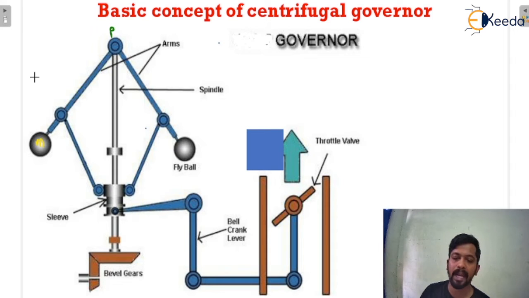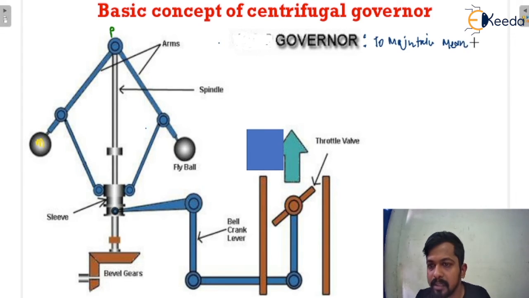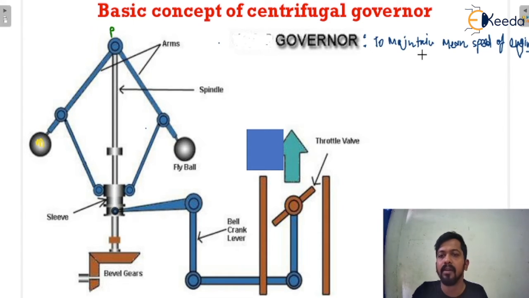Basically, it is used to maintain the mean speed of the engine. What is the aim here? I'm just writing because this is important. Just to maintain the mean speed of the engine. Maintain mean speed, or you can say average speed, mean speed of engine. You can say it is used to control the mean speed of the engine. Both the things are the same.